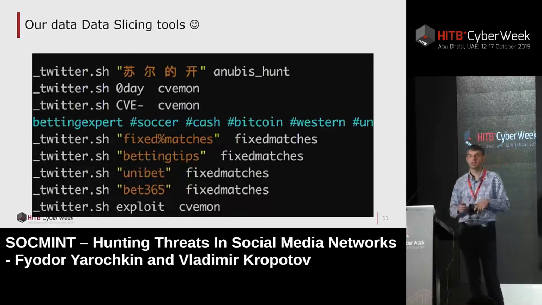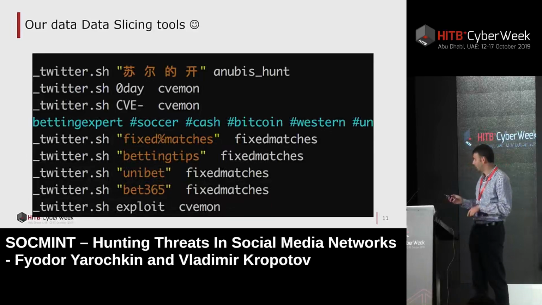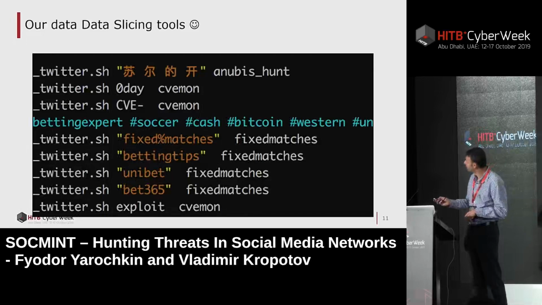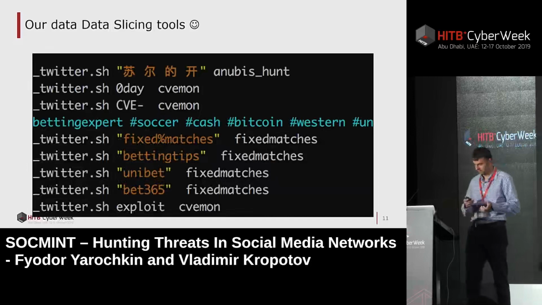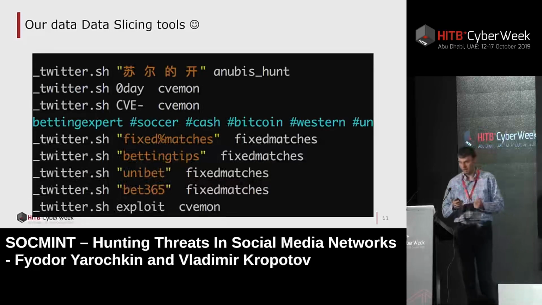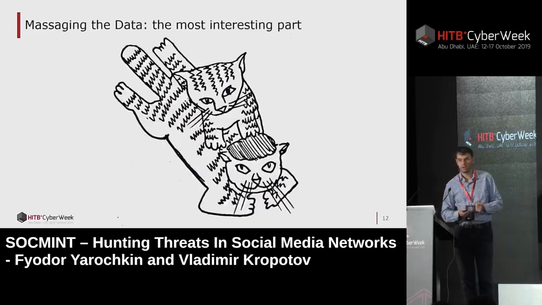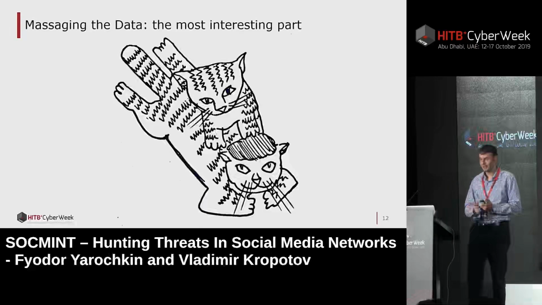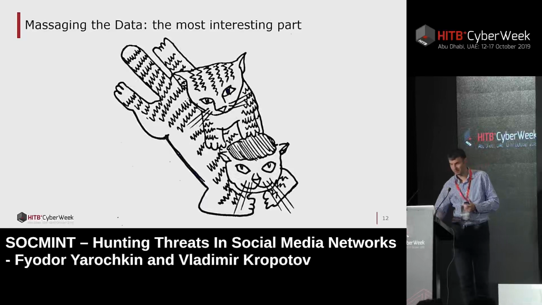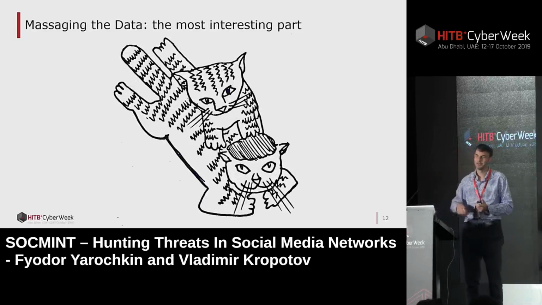So here you can see an example of slices we made in the last several months. Some slices related to 0-days and CVEs, some slices related to other topics. But generally, as long as you have a slice, you have a restricted data volume where you can try to find dependencies and highlights. And this is the real illustration from Fyodor of how he considers massaging the data. It was drawn by pen during one of the team meetings.